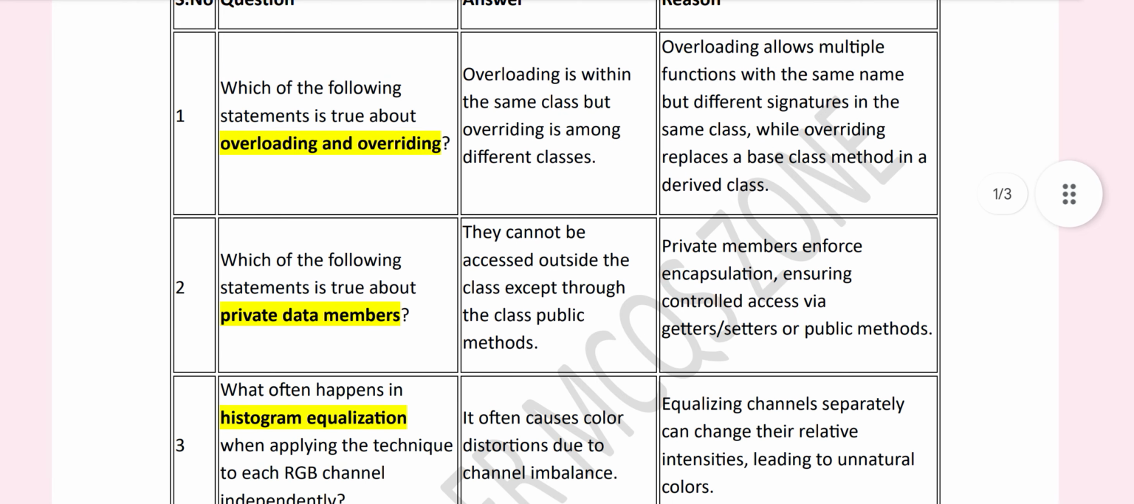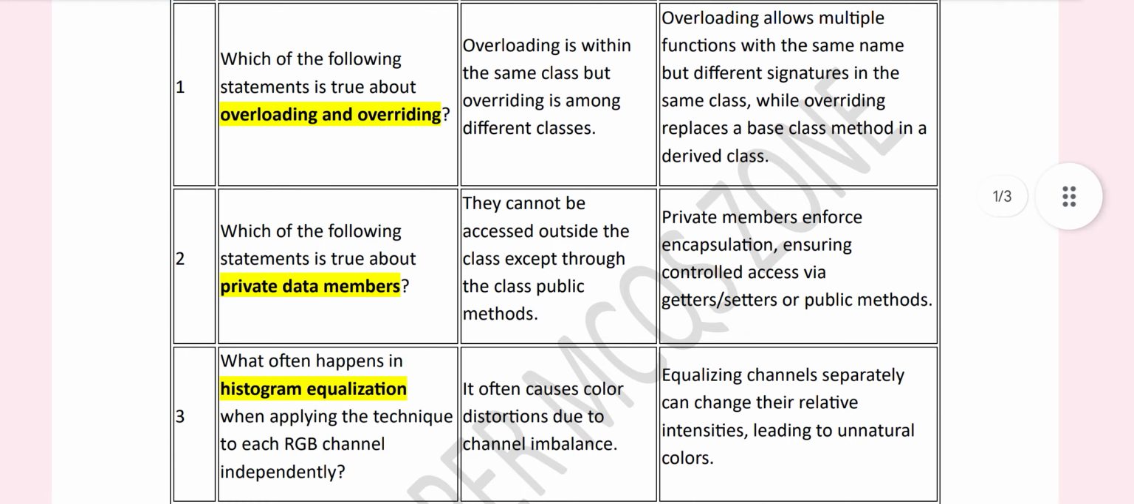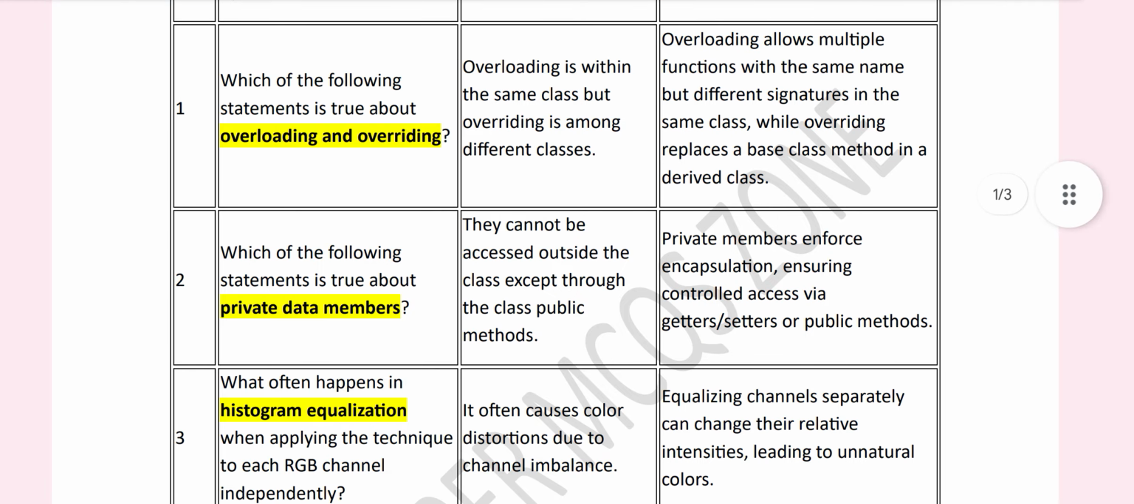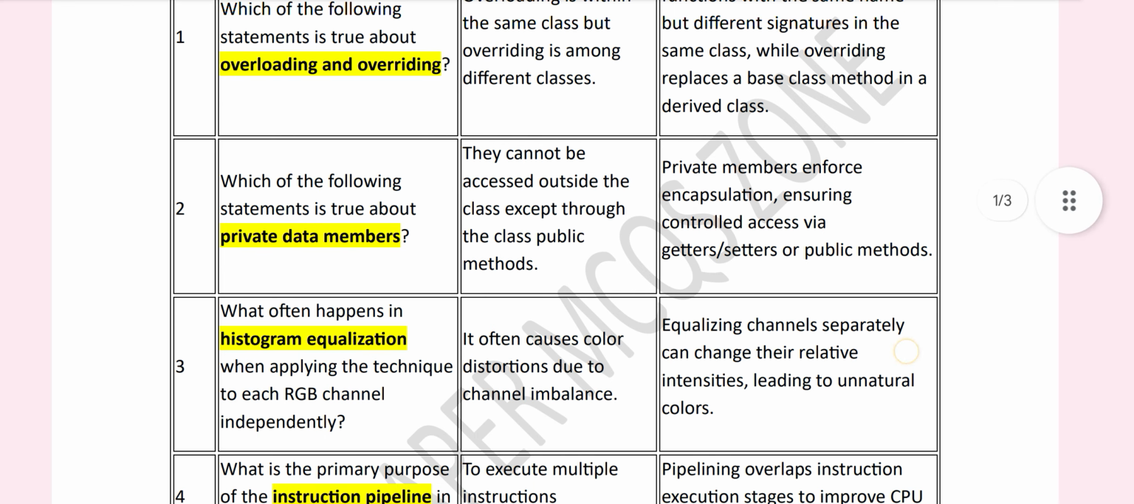Which of the following statements is true about overloading and overriding? Right answer: overloading is within the same class, but overriding is among different classes. Overloading allows multiple functions with the same name but different signatures in the same class, while overriding replaces a base class method in a derived class.